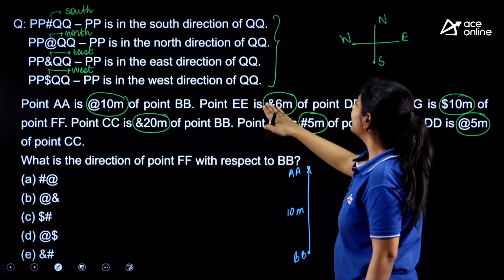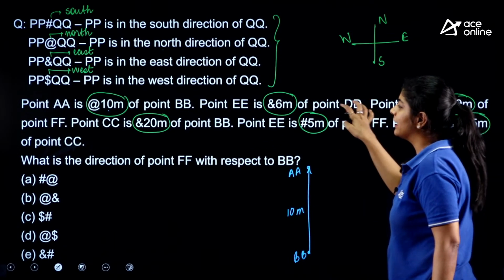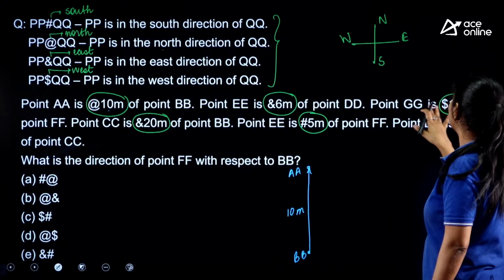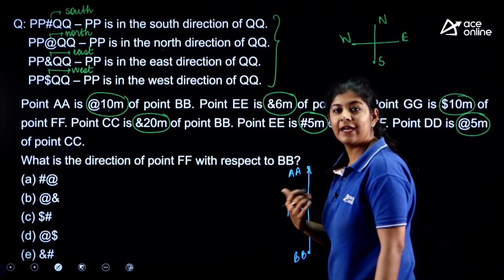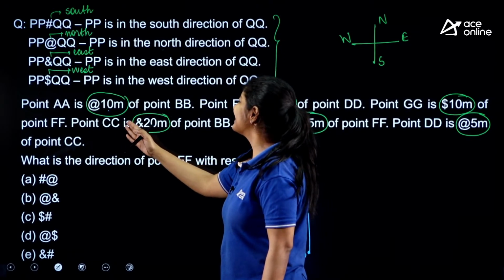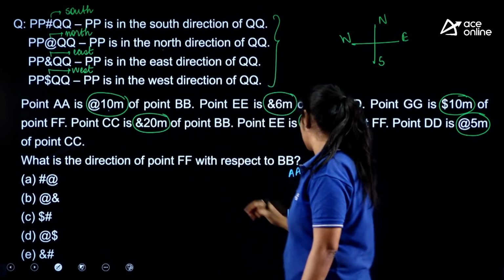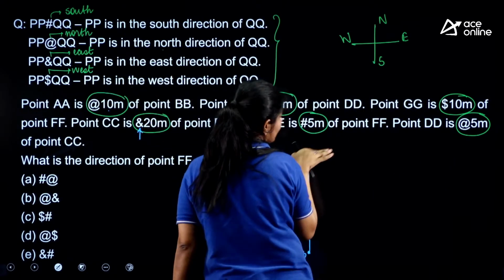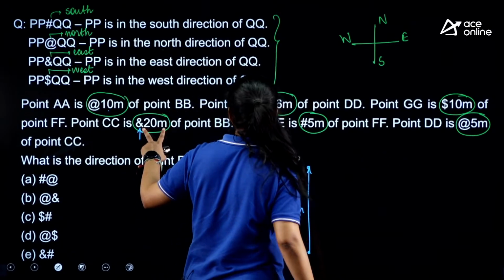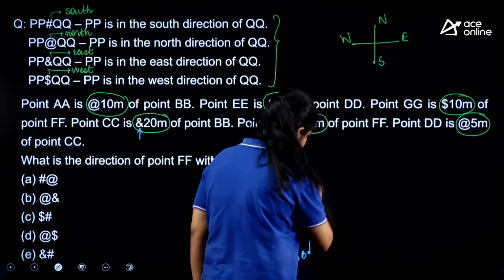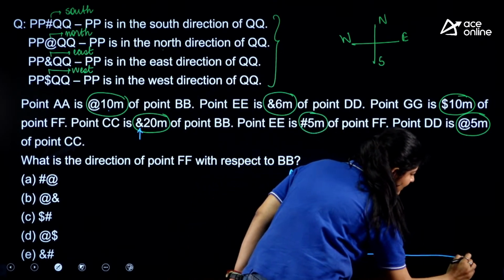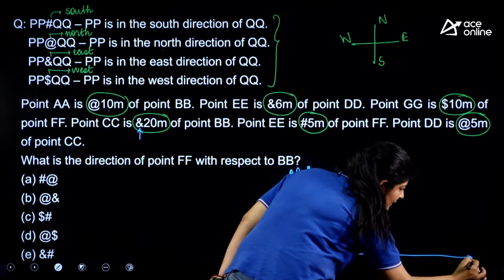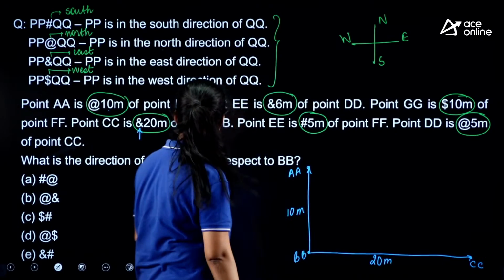Next, point E is & 6 meters of point D. Now we are not having any reference, so we are skipping this point right now. Next, point G is $10 meter of point F, again no reference. Point C is & 20 meter of point B. Here we are having point B, right? And this & means east. That means now we need to move in this direction, 20 meters distance. So if this is 10, let's suppose this is 20 meter, and this point is point C, right?